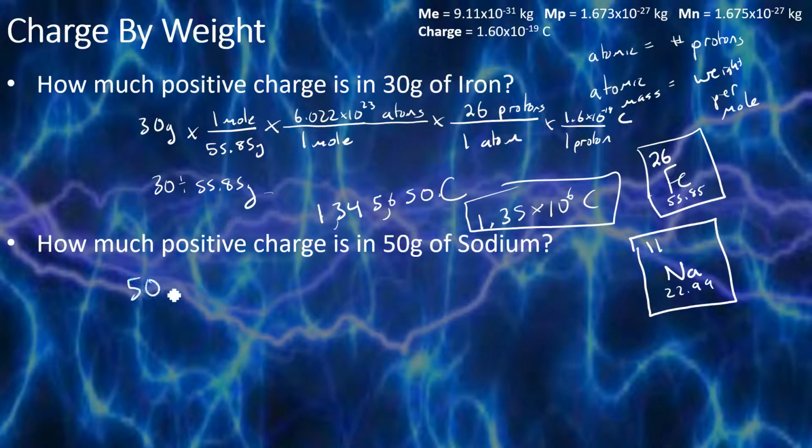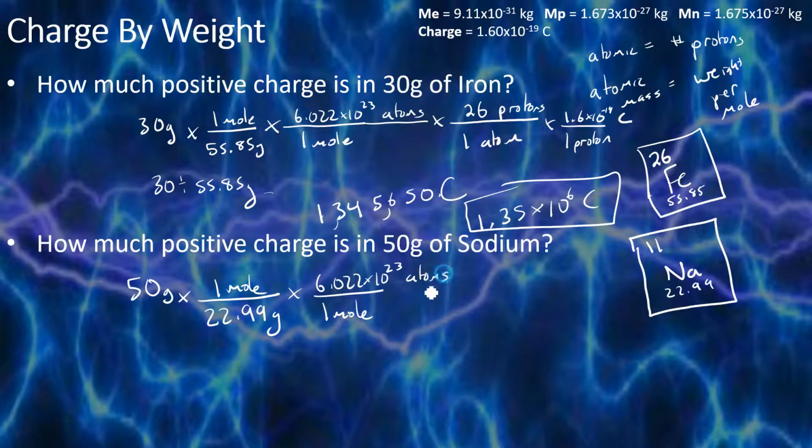So if we have 50 grams of sodium, we're going to change the grams into moles. So 22.99 grams into moles, 1 mole, times, for every 1 mole, we're going to have 6.022 times 10 to the 23rd atoms. And for those atoms, now look, we have 11 protons. So for every 1 atom, we're going to have 11 protons. And for each proton, we're going to have 1.6 times 10 to the negative 19th coulombs of charge.